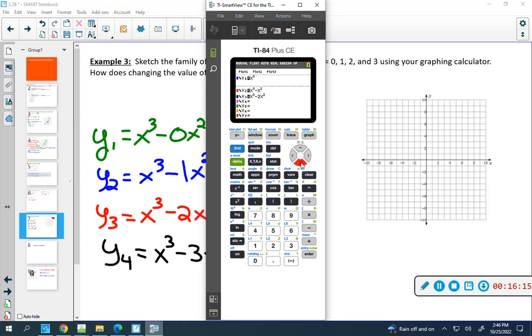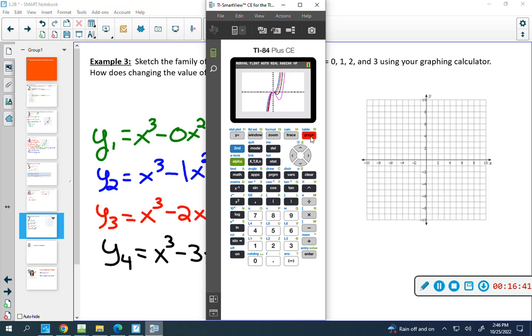Let's put the fourth one in and see if we can come up with a generalization of what's going on. X cubed minus 3x squared. Oh man. X cubed, oh, I hate this. Minus 3x squared. There we go. So there. Look at the pink one.